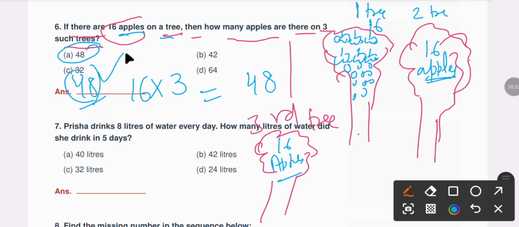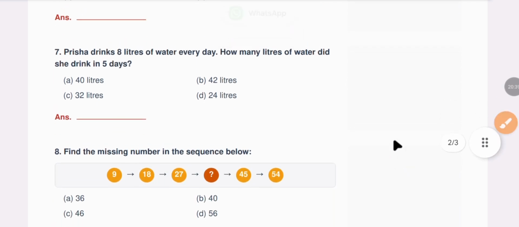A option is the right option. Go through to next question.